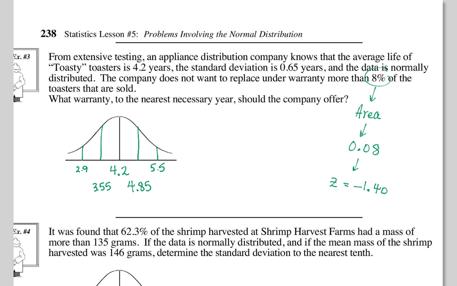We're looking for an area. And I found it way over here, 0808. It's right here, 0808. That's the closest one I could find. Or you could do 0793 because that one rounds up. So negative 1.4. So now you start in the chart, and then you got to find the z-score, not the other way around, right?